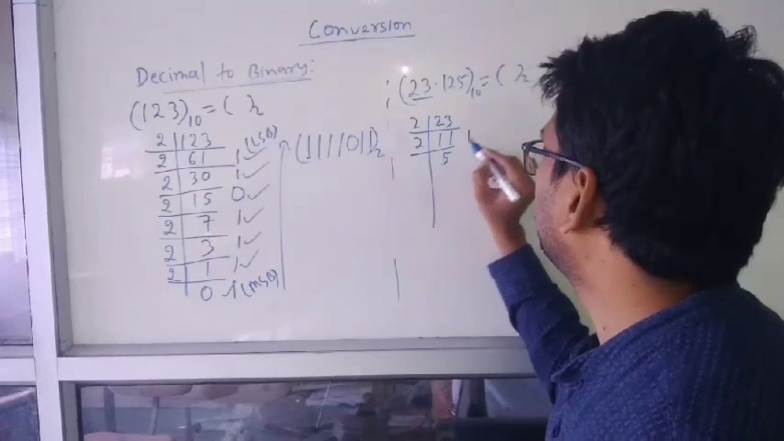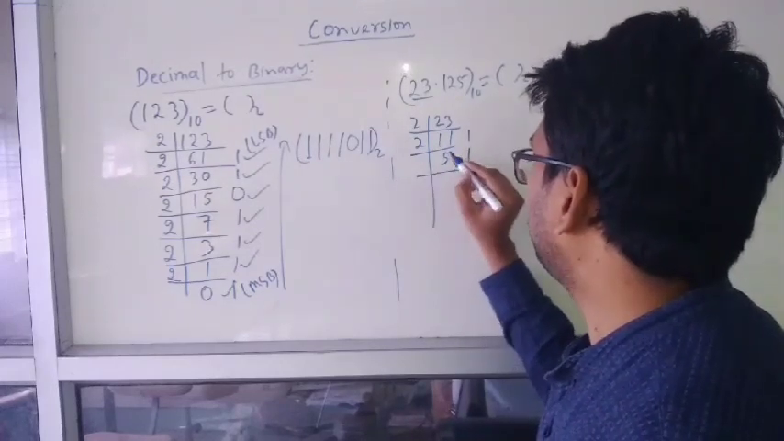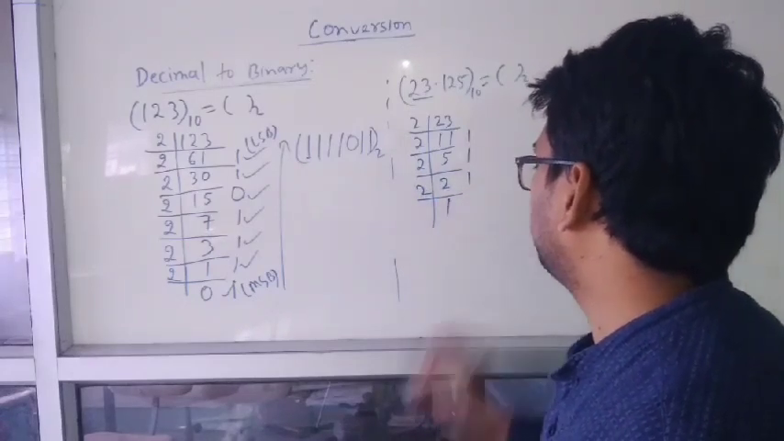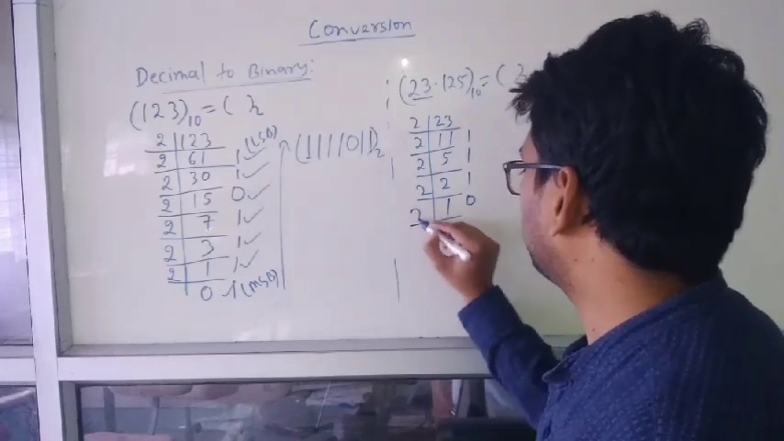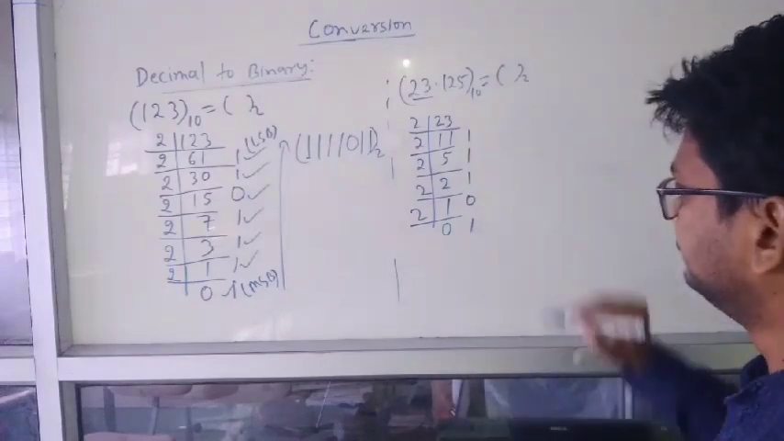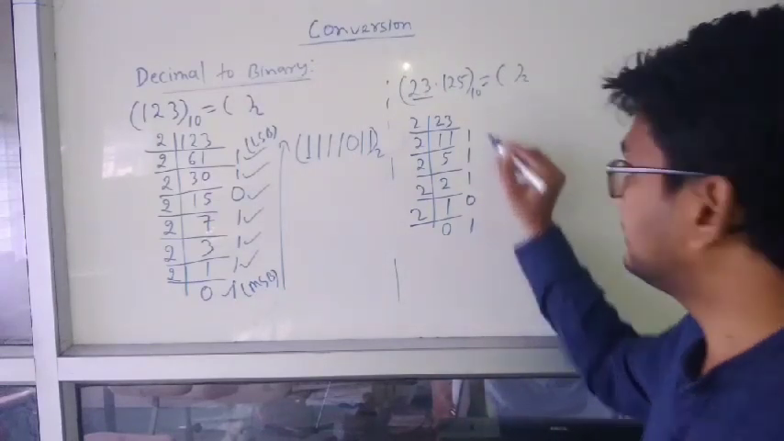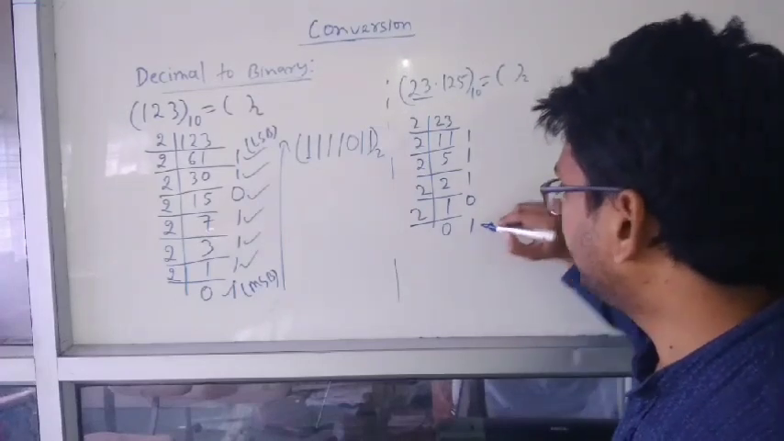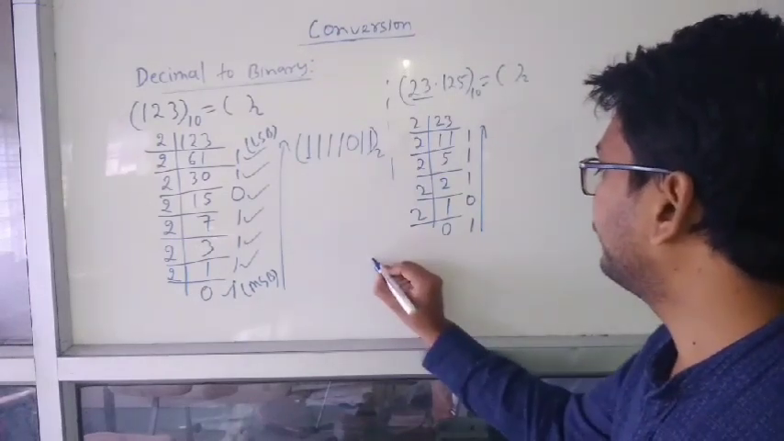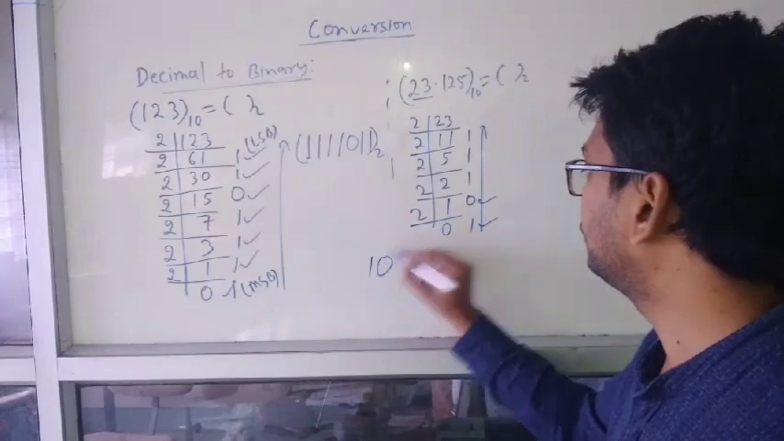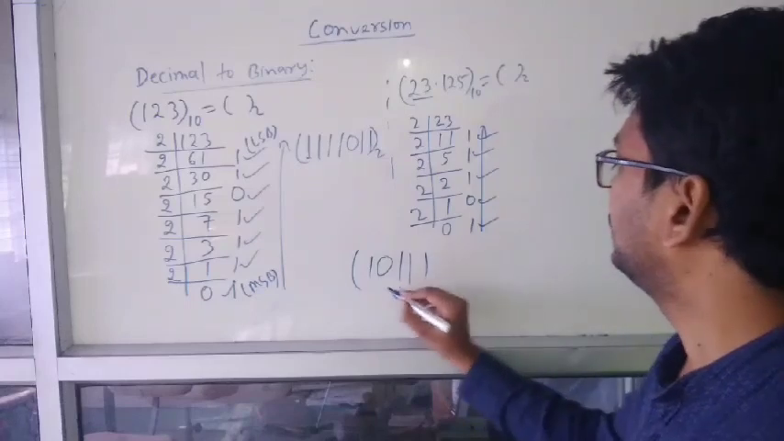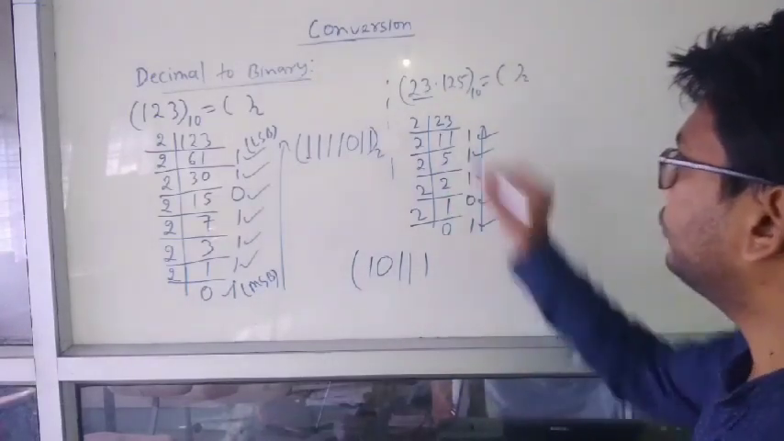Then we again divide 11 by 2, giving 5, and the remainder again comes 1. Then 5 divided by 2 gives 2, remainder 1. Next we divide 2 by 2, the answer will be 1 and the remainder is 0. Next we cannot divide 1 by 2, so the answer is 0 and the remainder will be 1. Here again this is the MSB part and this is the LSB part. So we write the data from bottom to top, and the answer will be 1, then 0, then 1, next 1, next 1. So this binary data comes for 23.